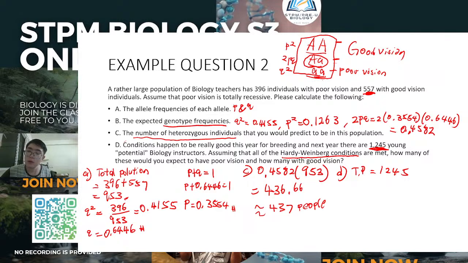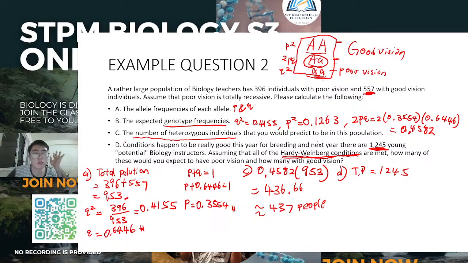So actually the answer is you don't need to calculate the new P and Q already. Tak perlu lah. Kenapa tak perlu? Because it already mentioned all of the Hardy-Weinberg conditions are met. So, walaupun total population dia sudah tukar, but we assume that it remains constant at all. Yang tadi question dia tak ada cakap.